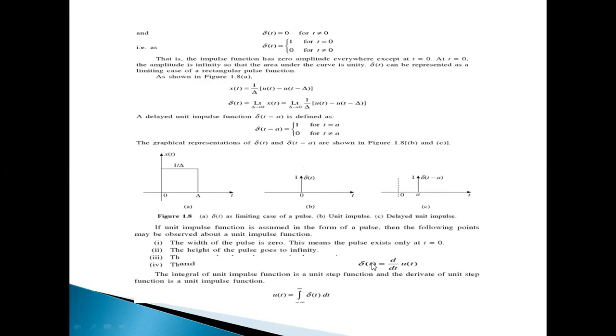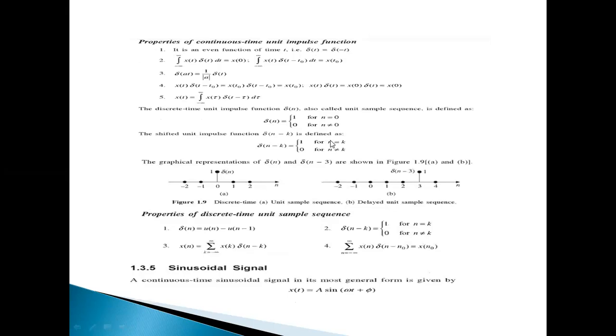Okay, and the relation is delta of t is equal to d by dt of mu of t, or in terms of the integral, mu of t is equal to the integral from minus infinity to infinity of delta of t dt. Understood? And some properties: I told you it is an even function, because at t is equal to 0 only we have the value. Delta of 0 and delta of minus 0 are the same; there is no minus and plus 0, so it is an even function.